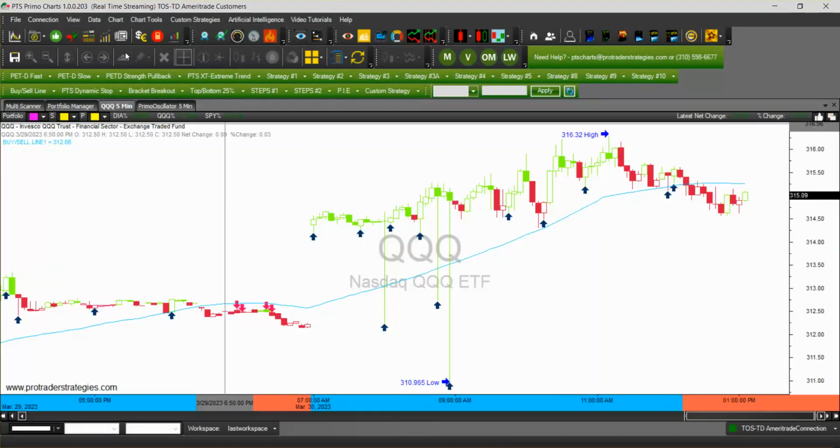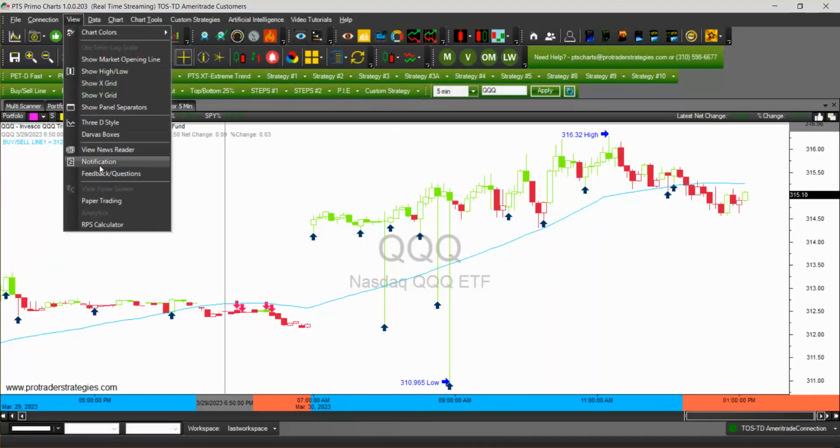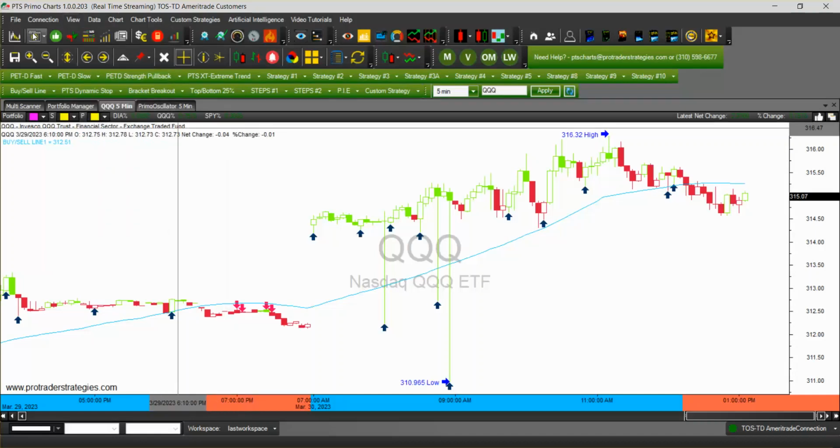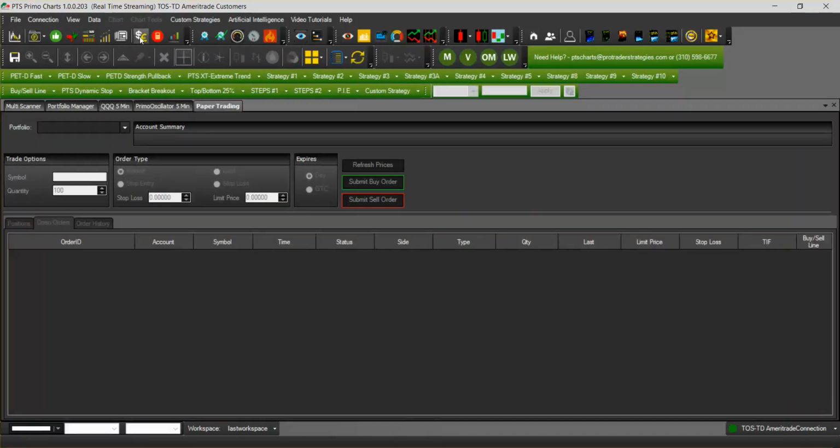So when you go to view, you have an option for the paper trading module here, but also on the first row of icons, this is the same option. If I click on this one, this is going to be my paper trading module. For the purpose of the exercise, we're just going to talk about the order types. We're going to enter the trades without taking into consideration if it is a good time to enter the trade or not, but just the functionality of the paper trading module.